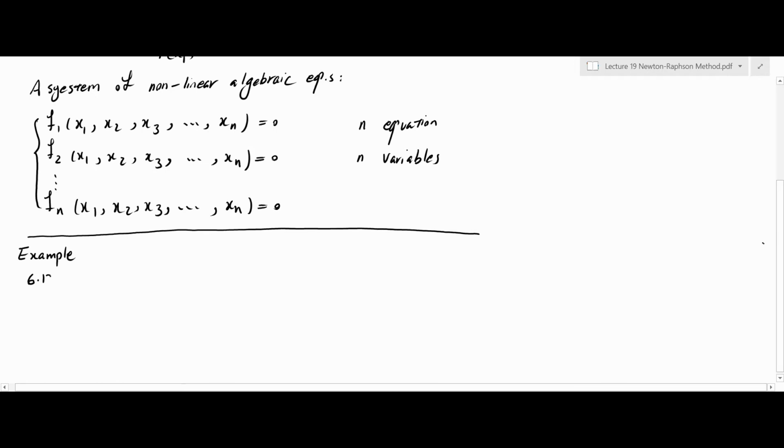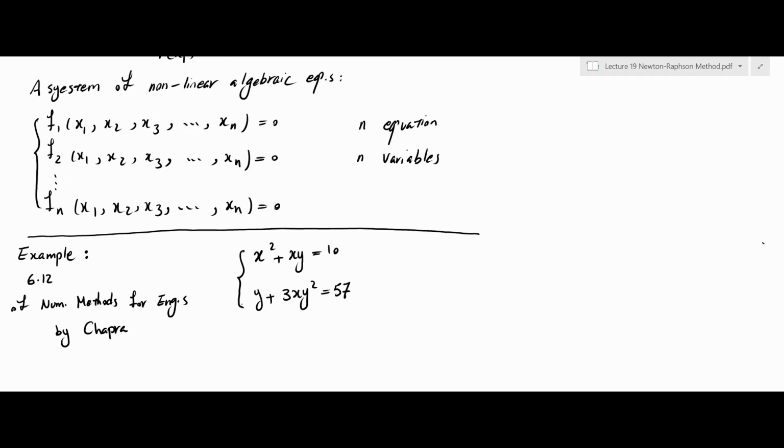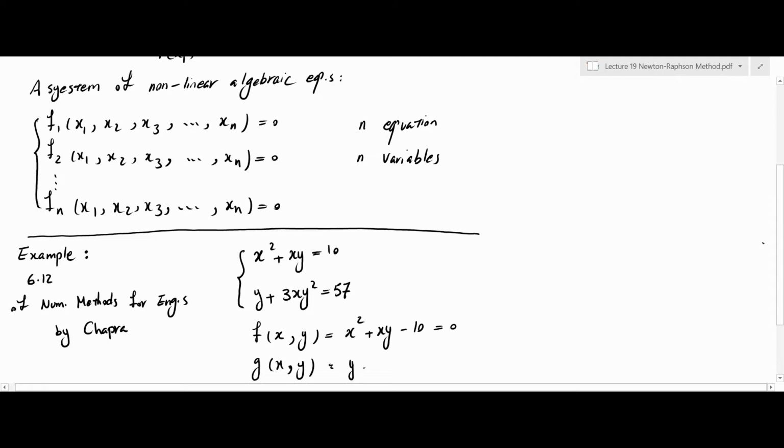The example asks you to solve a system of two nonlinear algebraic equations, which are, so if we convert them to the standard form, as I showed just above, but instead of calling them f1 and f2, for simplicity, I will just call these two functions f and g. But you have to consider that f, for example, is now a function of x and y, which is x squared plus x times y minus 10. And our equation is f of x and y is equal to 0. And the same thing for g of x and y, which is y plus 3 times x times y squared minus 57 is equal to 0.